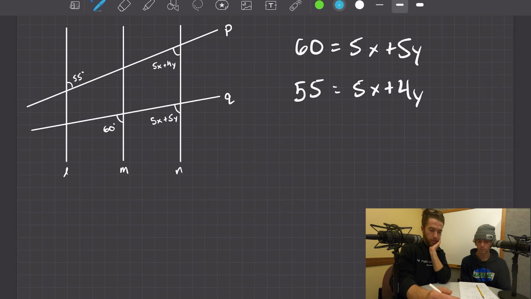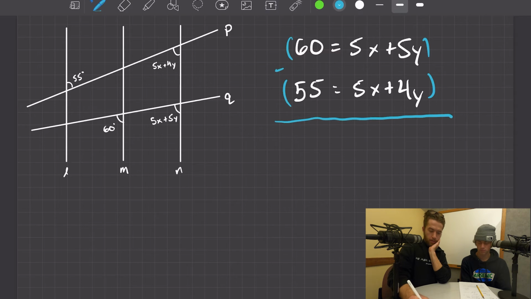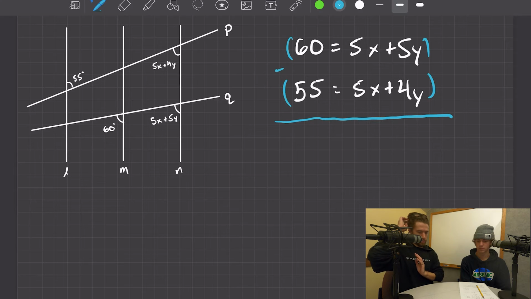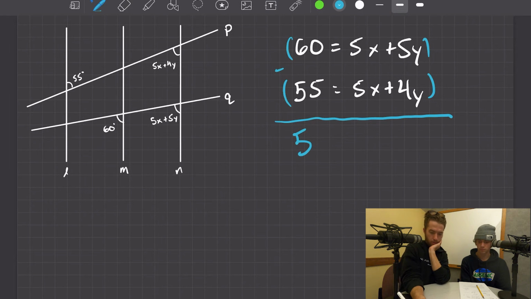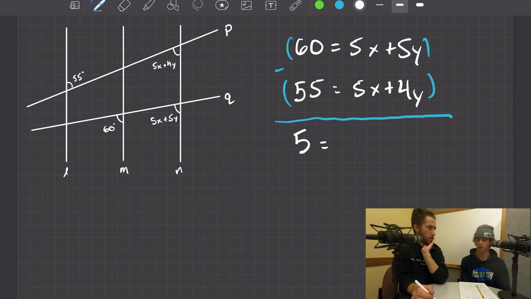So you take your two equations, we're just going to subtract them from one another and get a new equation that's just as equally true. So what is 60 minus 55? 5. 5 is going to equal, what's 5x minus 5x? If you have 5 water bottles and then you get rid of 5 water bottles, it's nothing. You have 0 anything left, right? You got rid of everything.